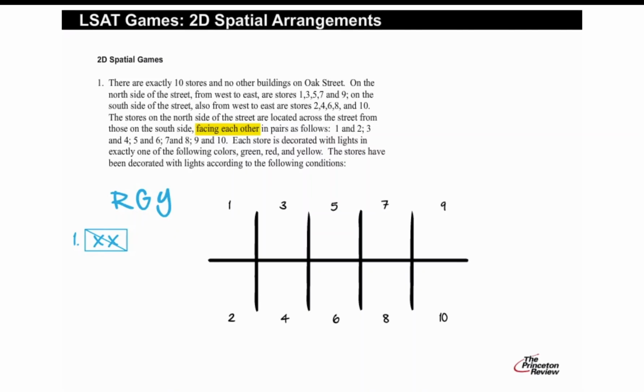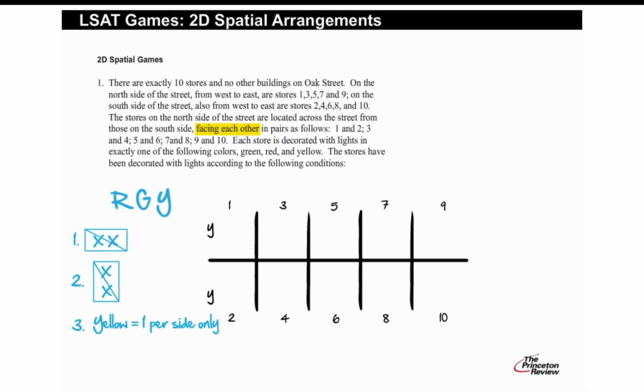Clue 2. No store is decorated with lights of the same color as the store directly across from it. This clue is similar to the first clue, but shows the relationship vertically, so draw an XX vertical anti-block. Clue 3. Yellow lights decorate exactly one store on each side of the street. Make a note that yellow equals one side only. You can also add a Y next to your master diagram on each side of the street to remind yourself there's one and only one on each side.